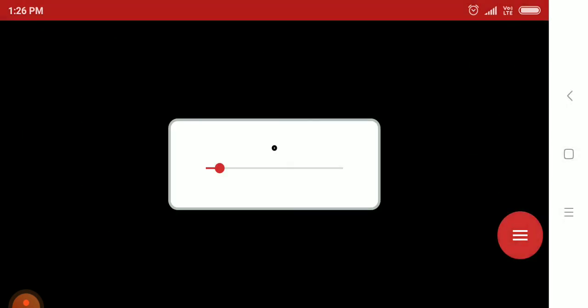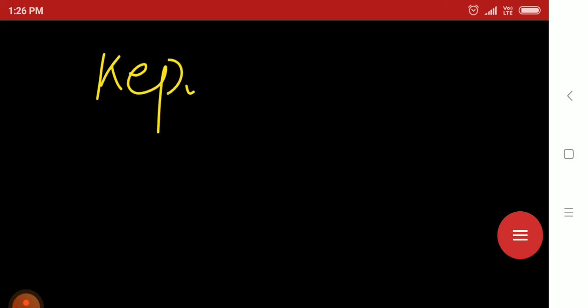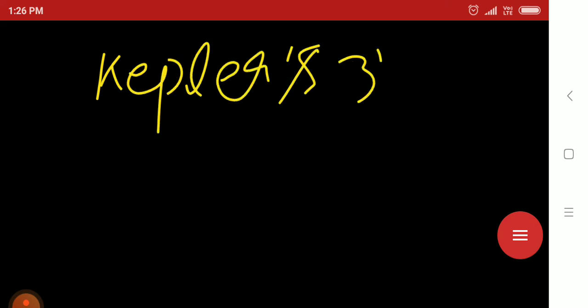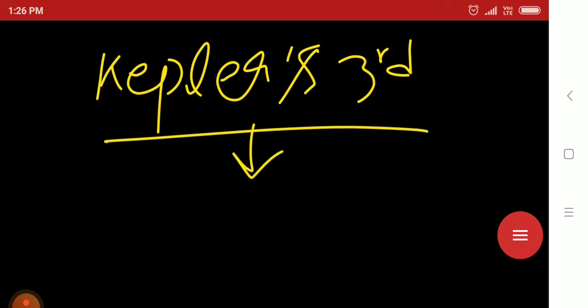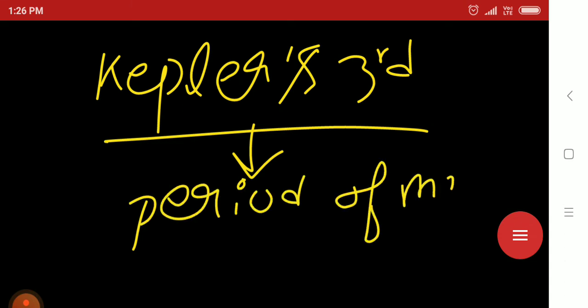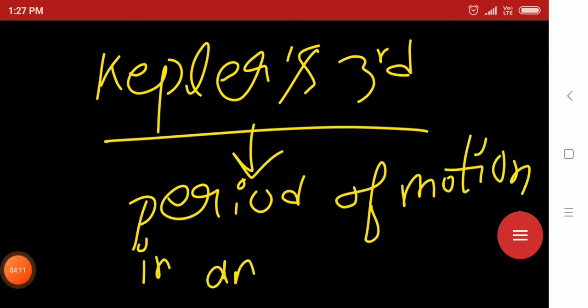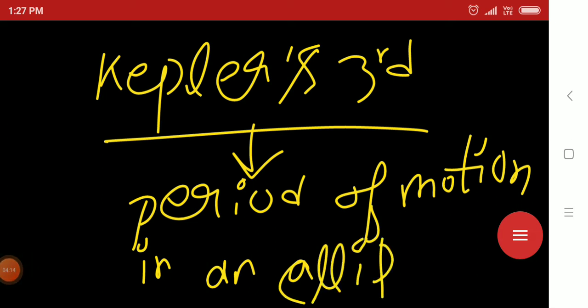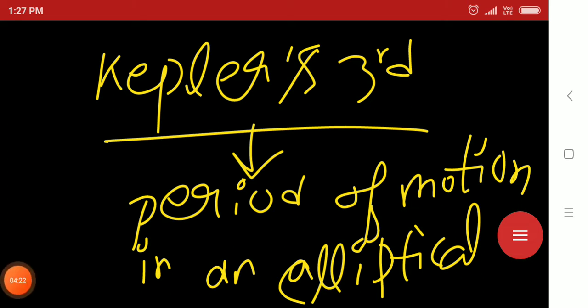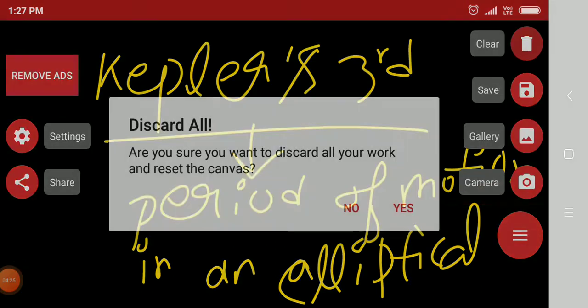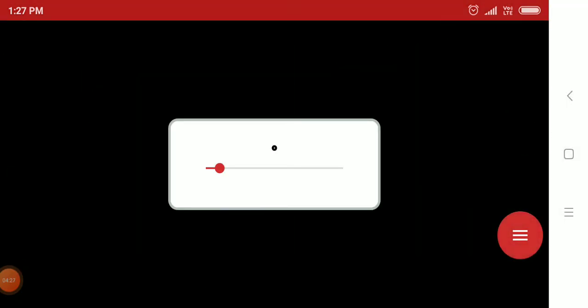Now, deduction of Kepler's third law of planetary motion. What is Kepler's third law? Kepler's third law states about the period of motion in an elliptical orbit. So for this, I have to draw an elliptical orbit. Let us draw that.